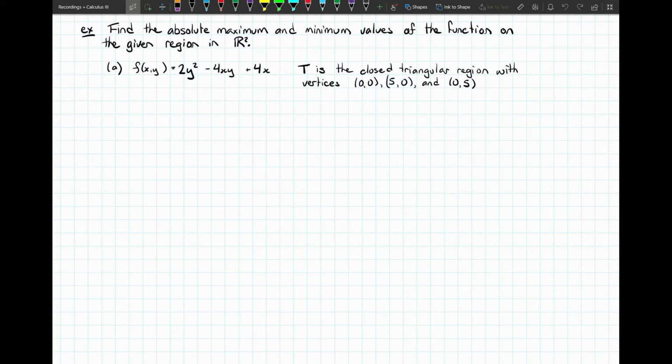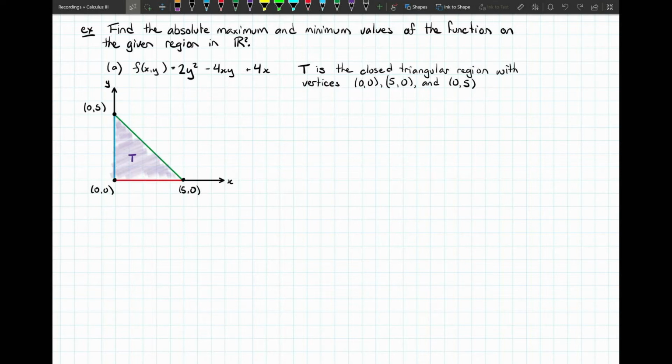Here is the function 2y squared minus 4xy plus 4x. And let's suppose we're looking at the region T, for triangle. This is going to be a closed triangular region that is defined by three vertices: 0, 0, the origin, 5, 0, and 0, 5. So we could maybe just quickly sketch that triangular region.